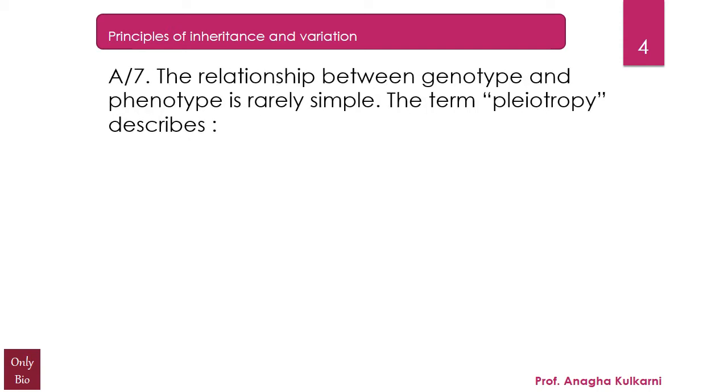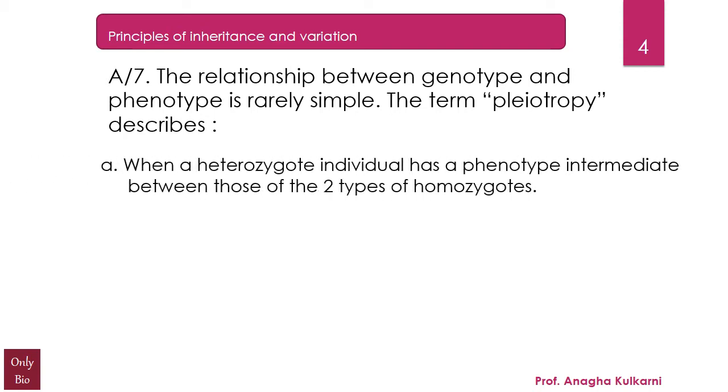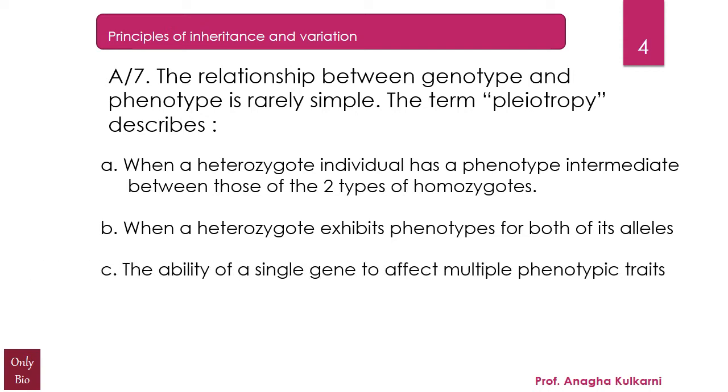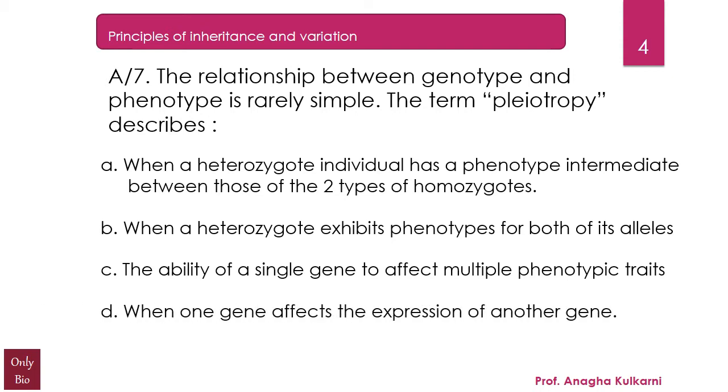The question which comes next relates with the chapter Principles of Inheritance and Variation. The question is, the relationship between genotype and phenotype is rarely simple. The term pleiotropy describes dash, and your options are A. When a heterozygote individual has a phenotype intermediate between those of the 2 types of homozygotes. B. When a heterozygote exhibits phenotypes for both of its alleles. C. The ability of a single gene to affect multiple phenotypic traits. And D. When one gene affects the expression of another gene.